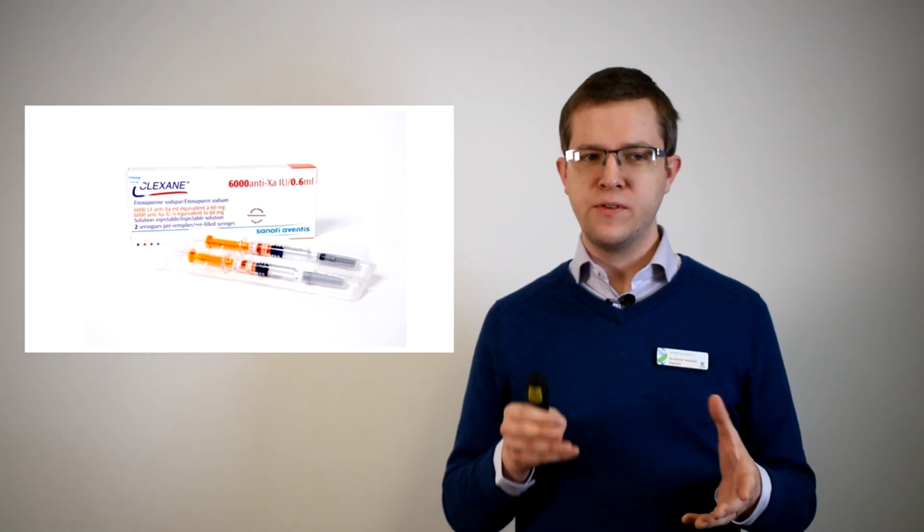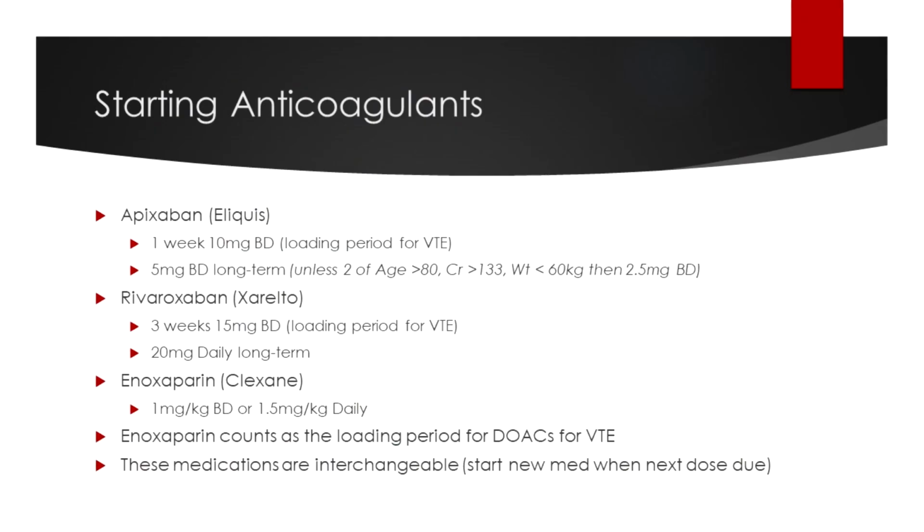The other benefit of using these kind of anticoagulants, they're interchangeable. So if you're on enoxaparin BD and you're switching to apixaban, you can literally just replace the next enoxaparin dose with apixaban, and the same for rivaroxaban. So you can interchange these as long as you keep the normal dosing schedule in place.